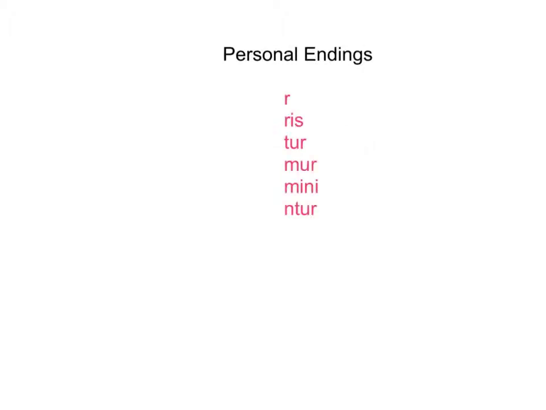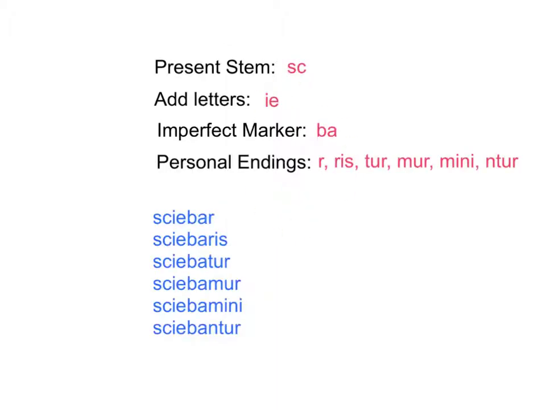Then we're going to finish off with our personal endings, which for the passive are r, ris, tur, mur, mini, ntur. That's for passive; the active endings are m, s, t, mus, tis, nt. We're going to do passive, so this is the one we want.